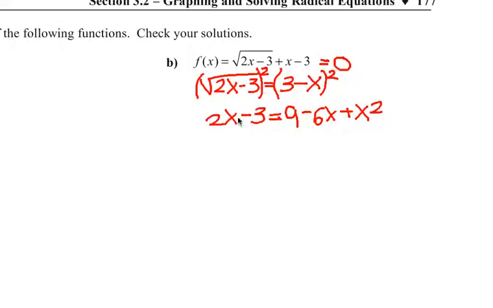Okay, so we're going to move this over and simplify this equation. So we are going to have 0 equals x squared, because we have to put the highest powers first. So x squared minus 8x plus 12.